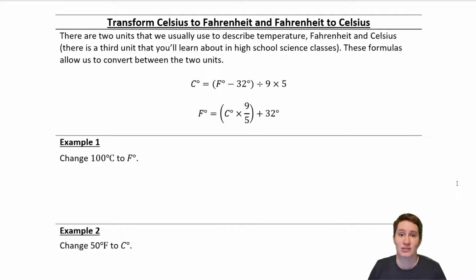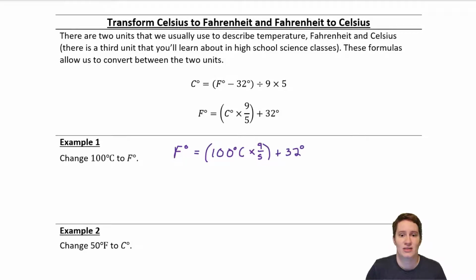Change 100 degrees Celsius to degrees Fahrenheit. That means I want to take Celsius to Fahrenheit, so I want to use the second formula here that has F by itself. The only thing I'm going to change is that where it says Celsius degrees, I'm going to put in 100 degrees Celsius. Then it says to multiply that by 9/5 and then add 32 degrees.